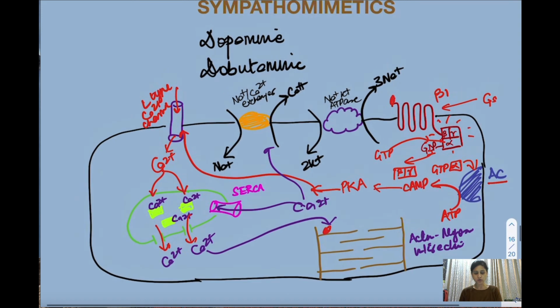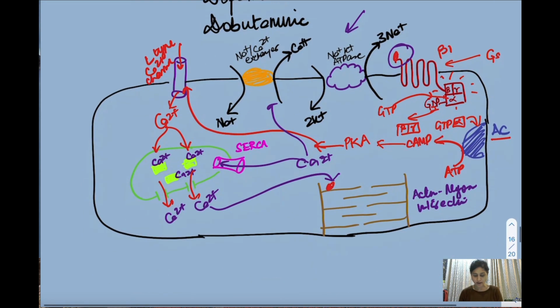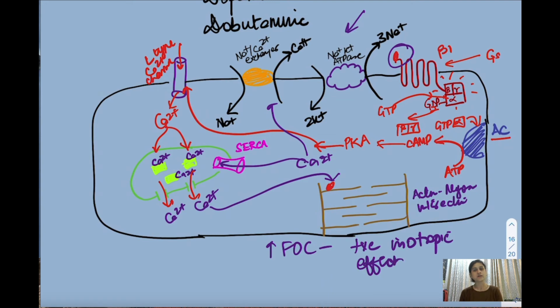The difference from digoxin is that digoxin acted here, while your beta 1 agonists or sympathomimetics act over here on the beta 1 receptor, and through the second messenger they increase the entry of calcium through the L-type calcium channels. Whenever calcium is increased, it definitely is going to increase the force of contraction, that is a positive inotropic effect, right? All right, so let's now go further.